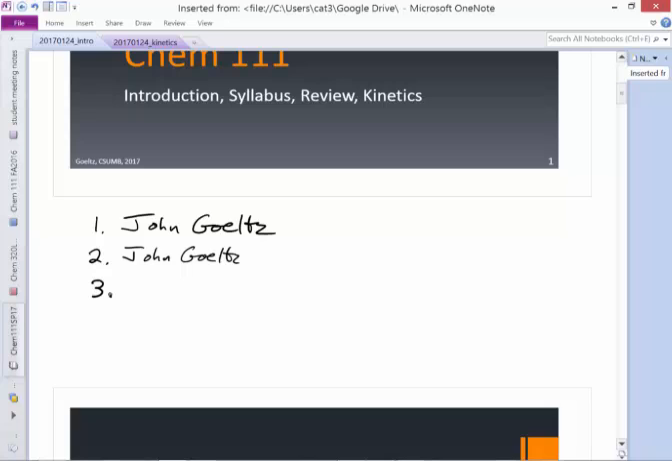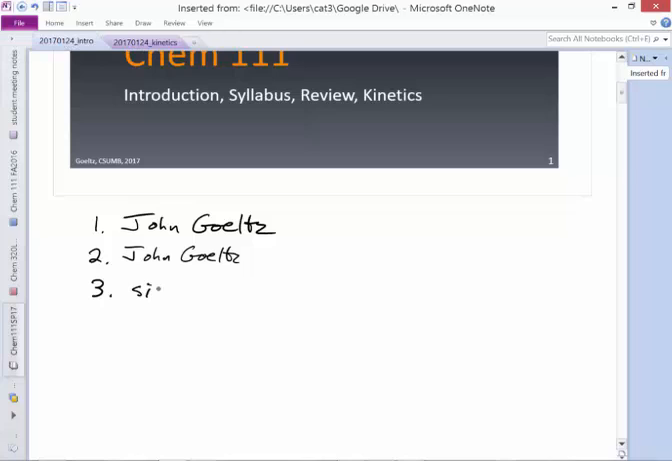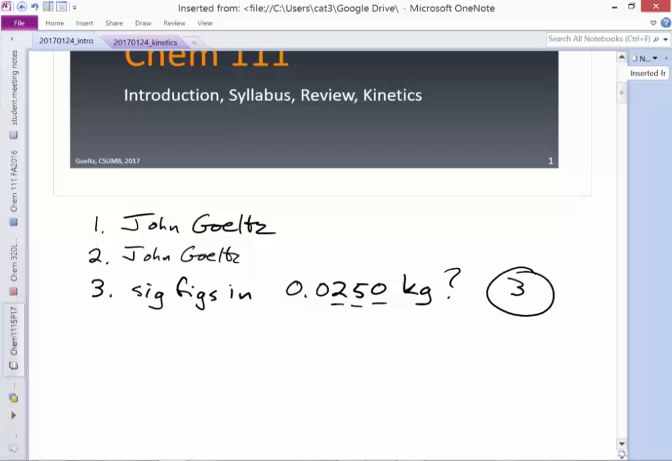Number three. Sig figs in 0.0250 kilograms. Why did I circle it? Because you've got to make life easy for your graders. It's not that they're going to try and take points off. If you got something right, yeah, make their lives easy.